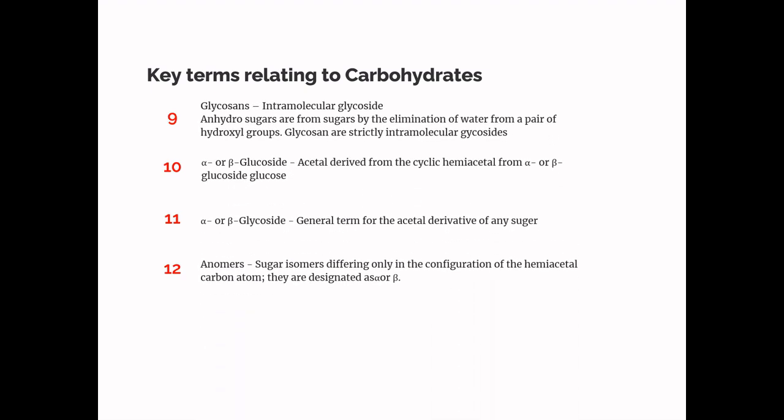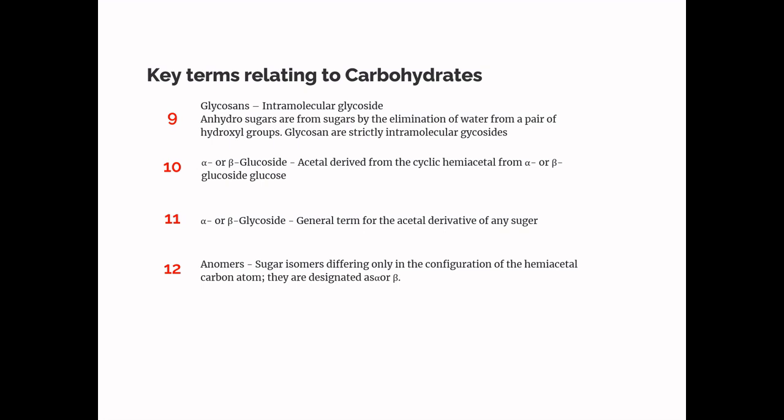Glycosans refers to intramolecular glycosides, which are formed by anhydro sugars by releasing a water molecule from a pair of hydroxyl groups. The glycosans are strictly intramolecular glycosides. Alpha or beta glucoside refers to an acetal derived from the cyclic hemiacetal form of alpha or beta glucose. And alpha or beta glycoside refers to a general acetal derivative of any sugar.